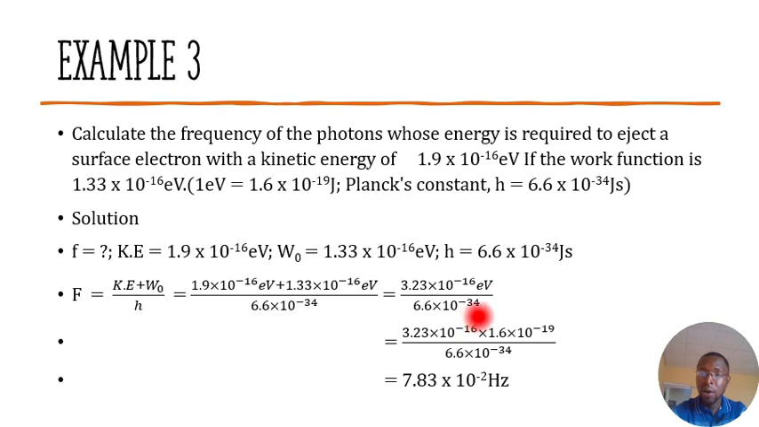Okay. Now I expected to convert this electron volt to joule. That's why we are given the conversion formula here. So 1 electron volt is this value. So here we replace 1 electron volt with 1.6 times 10 to the power 19, and then all divided by the Planck constant. So when we simplify all of these, the frequency will now be 7.83 times 10 to the power minus 2 Hertz. All right. Okay, so we move on to the next one.